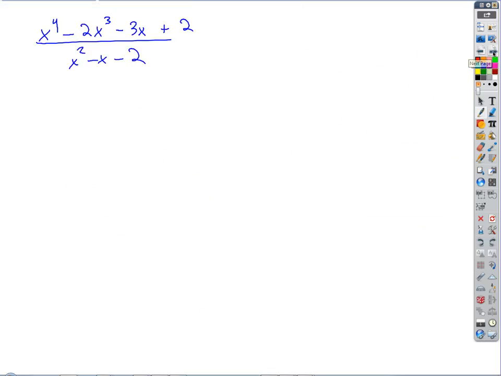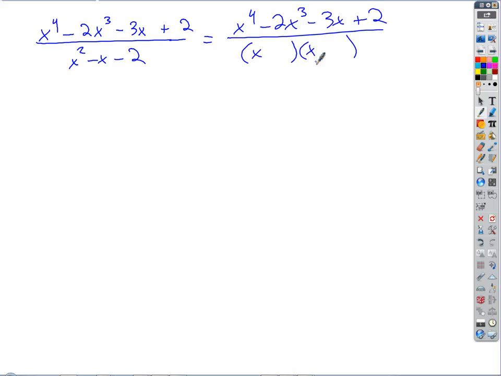What about something like this? Could I use synthetic division there? No. It doesn't look like it, but the bottom can be factored, right? This is a really good shortcut if you can see this. What does the bottom factor into? What are the magic numbers? They have to multiply to negative 2 and add to negative 1, right? Negative 2 and positive 1.